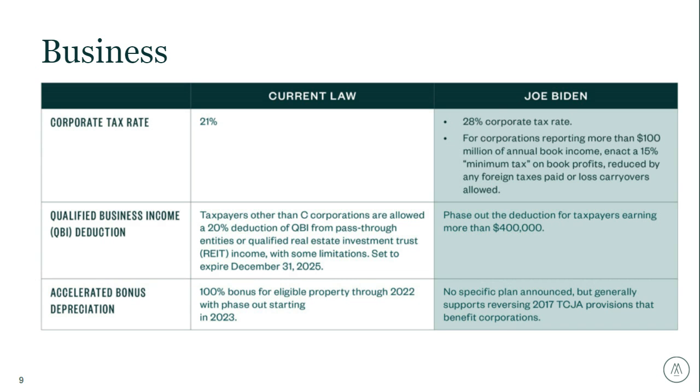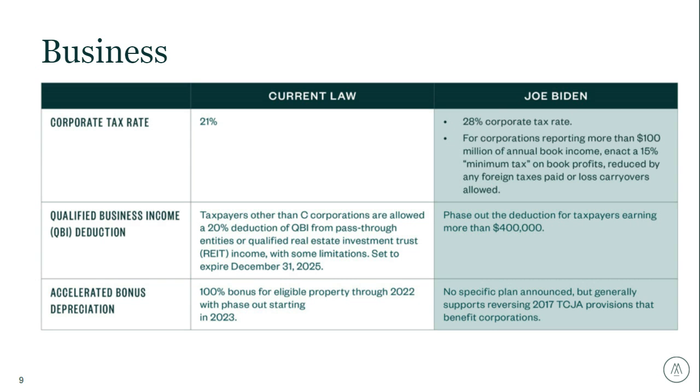And for companies that were reporting more than $100 million of annual income, book income, he would enact a 15% minimum tax on book profits, reduced by any foreign taxes paid or loss carry forwards allowed.